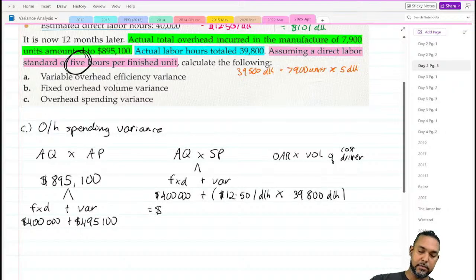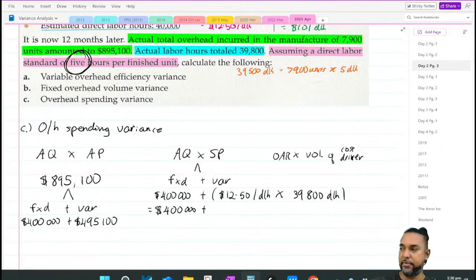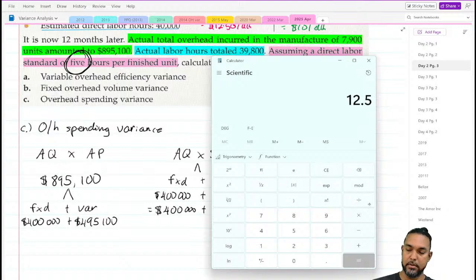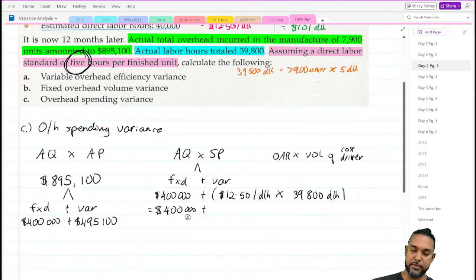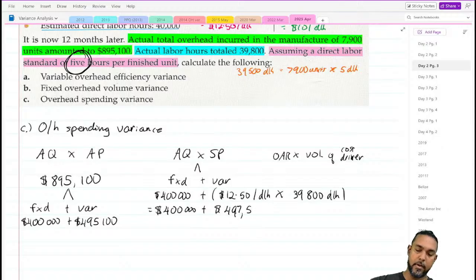All right, so that's equal to 400,000 plus 12.50 by 39,800, which is 497,500. So actually, if you look at it, 497.5 compared to the 495,1 is more by about $2,400. So the total you get here is 897,500. You're comparing that to that.